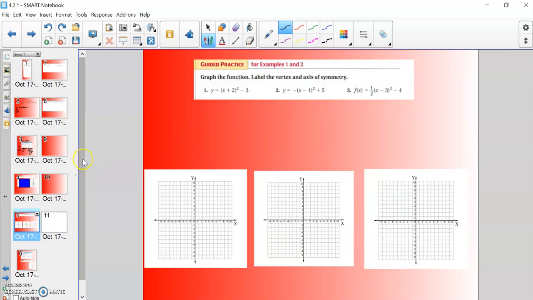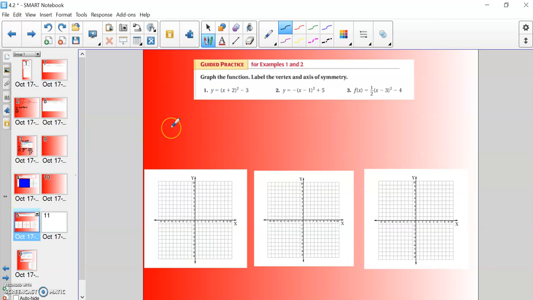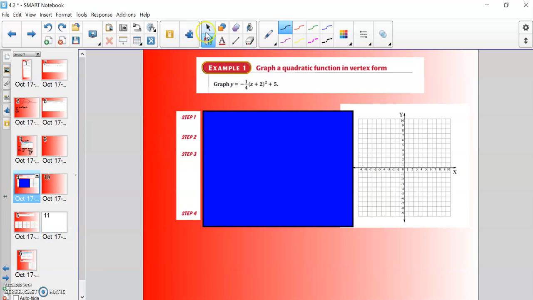Let's try 3 examples here. I'm going to do these 3 examples, and then I'll start a new video when we get to factored form. So x plus 2 squared minus 3. I'm sorry, I don't want to skip this example.